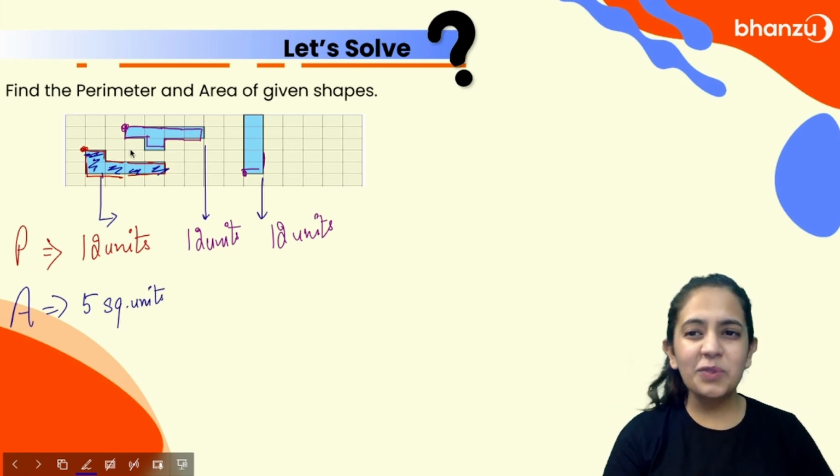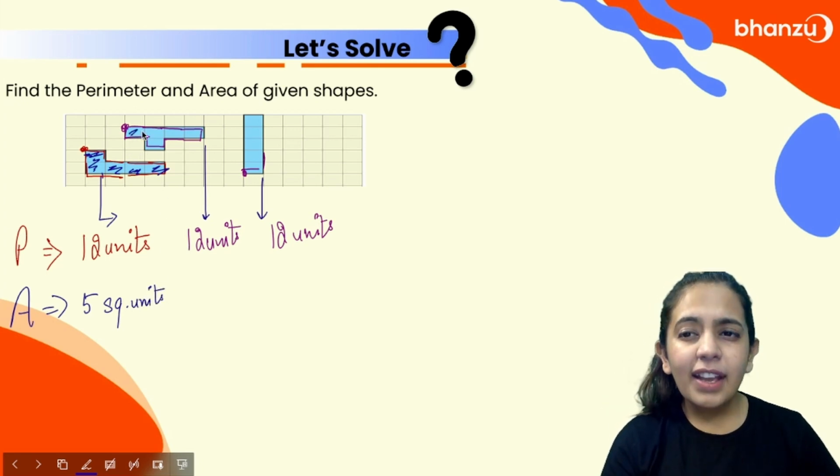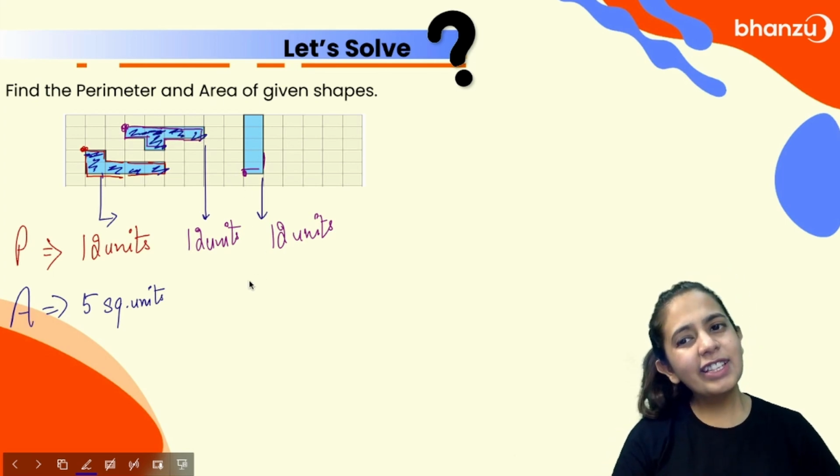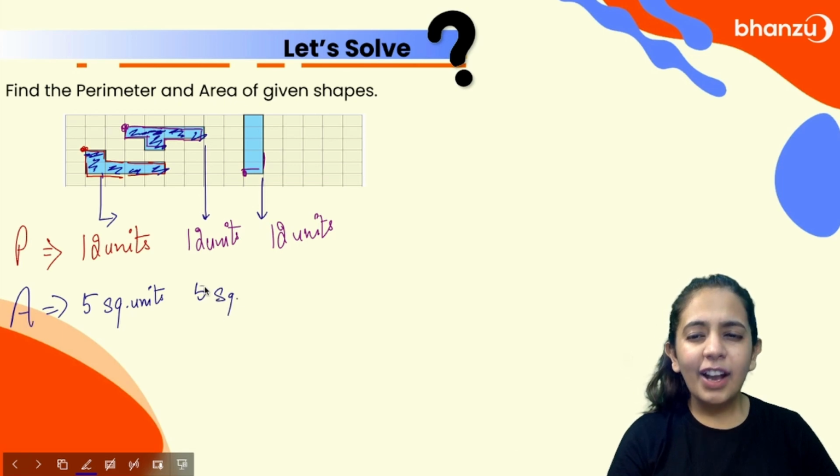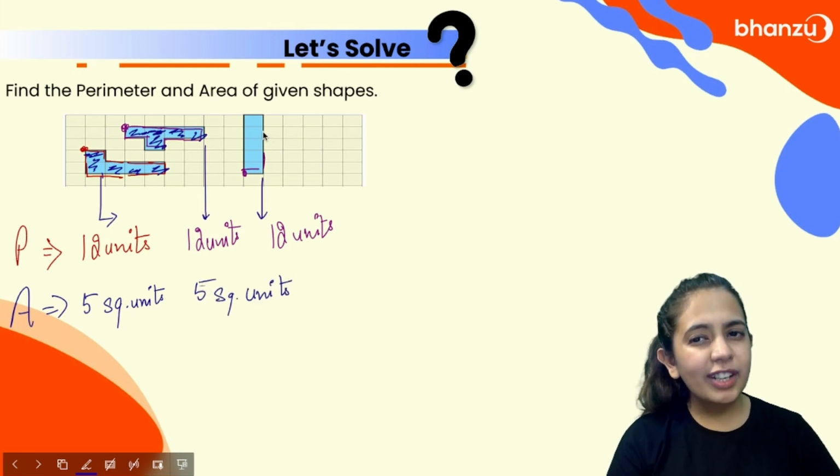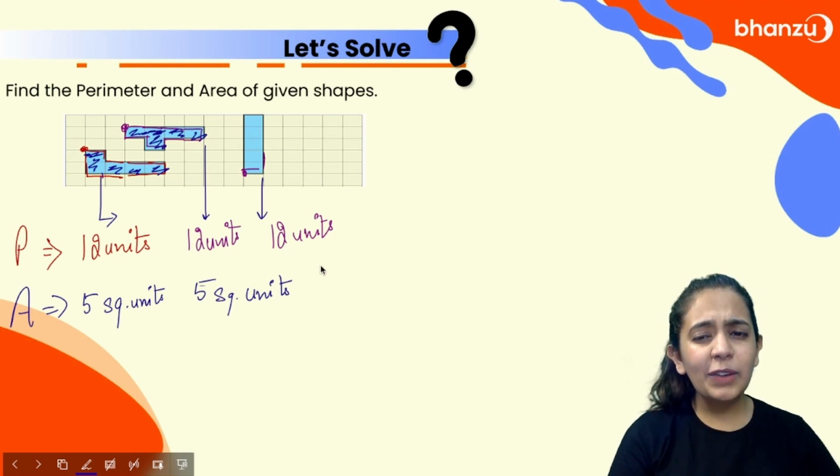Moving on to the second one. What is its area? Again, 1, 2, 3, 4, 5. So this way as well, it's 5 square units. Okay. And last but not the least, for the third one, what is it? Did you say 5 square units again? Then you're absolutely correct. Yes, it's 5 square units again.